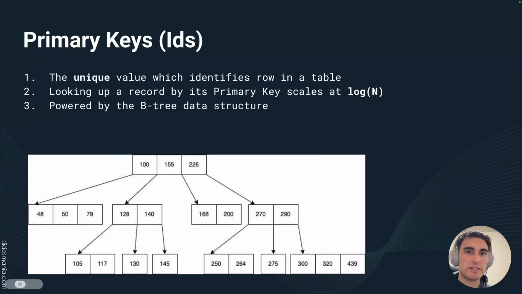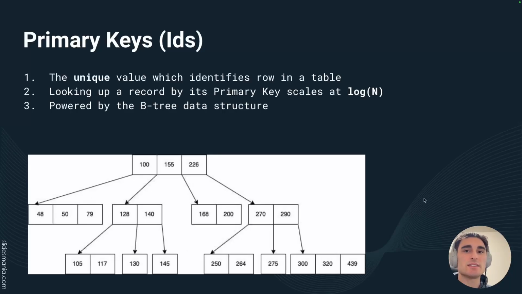We went over it briefly, but it's important to understand in depth the idea behind a primary key, or the ID. Every single record in a database needs a primary key, or an ID, and it has to be a unique value because the primary key is what identifies that specific record so that we can look it up. Under the hood, databases are powered by a specific data structure called a B-tree, which is shown below here.